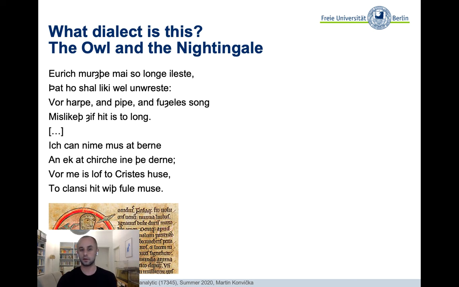Okay, so The Owl and the Nightingale is a lovely text about two birds, the owl and the nightingale, and they are fighting about who is the better bird, right? And then the owl brings arguments why the owl is the better bird, and the nightingale does the same for the nightingale. And this is how the text looks.